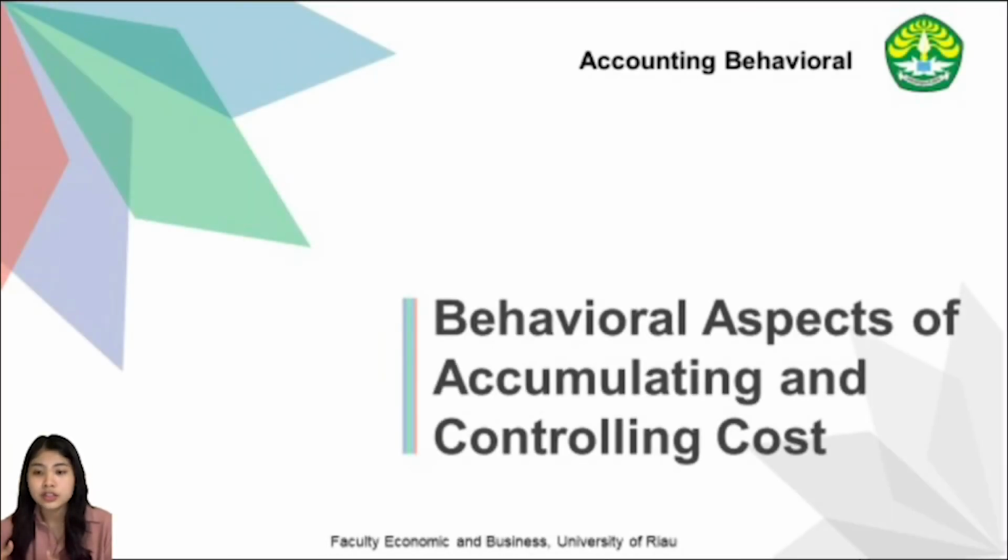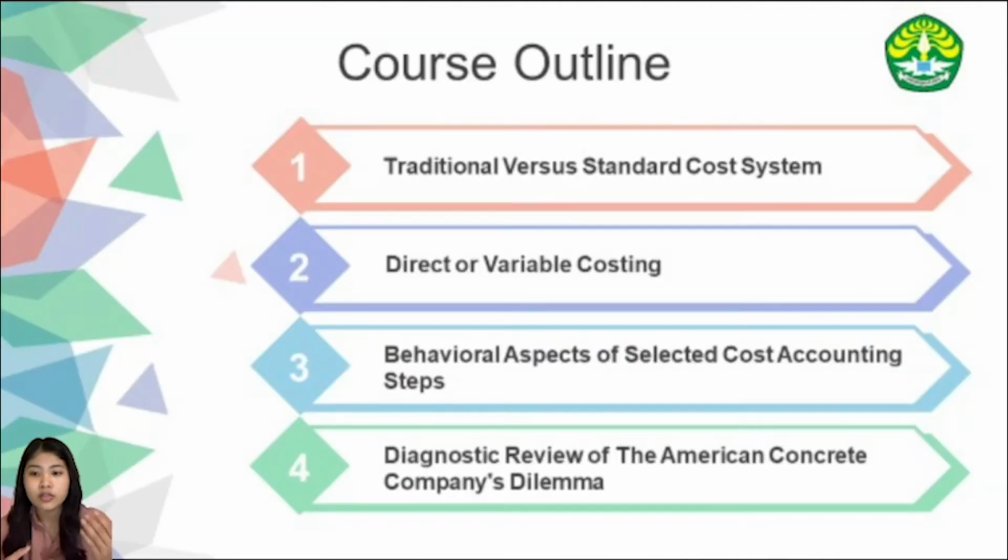Today is my group's turn to convey an explanation about behavioral aspects of accumulating and controlling costs. Well, as you know, in this group there are 4 members. The first is Abigail, Alpha, Bayit, and the last, of course, myself, Monica M. Damani.